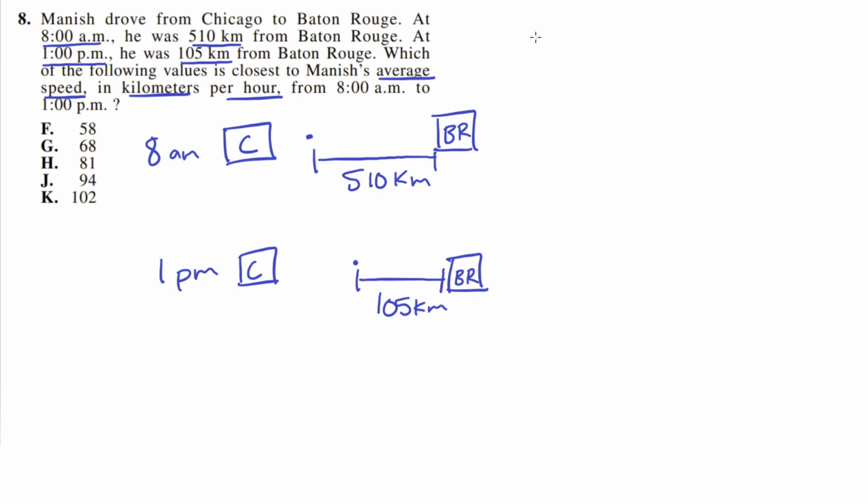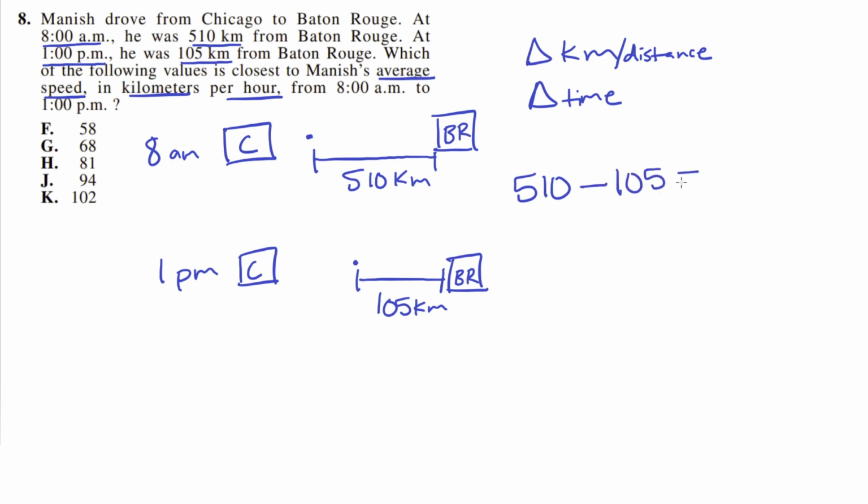So let's find the change in the kilometers and the change in the time, or the change in the distance, to find the speed. So the change in distance is going to be the change from being 510 kilometers to 105 kilometers closer. So he was originally 510 kilometers away, but then he became only 105 kilometers. So we just need to find the difference between those two distances to find out how much distance he traveled. So 510 kilometers minus 105, that's just equal to 405 kilometers.